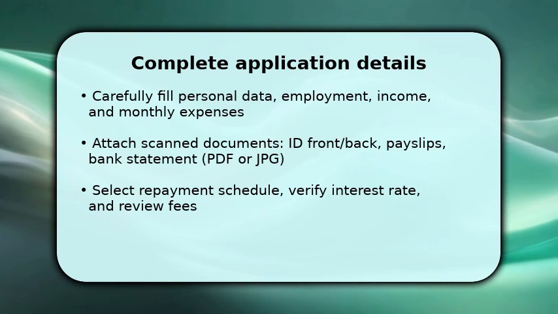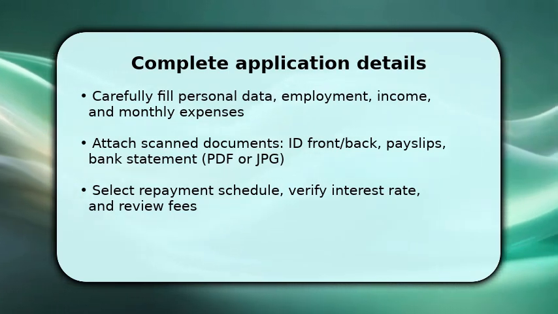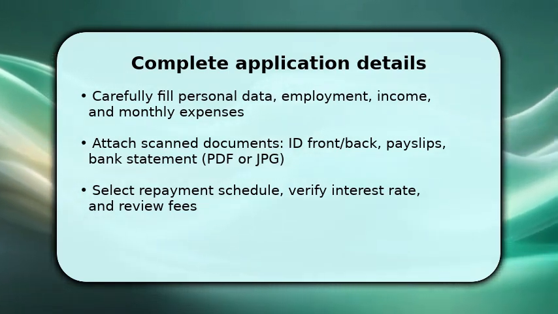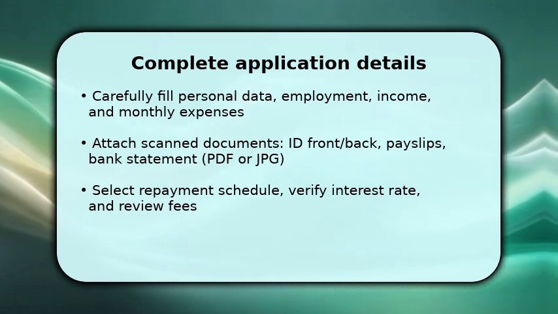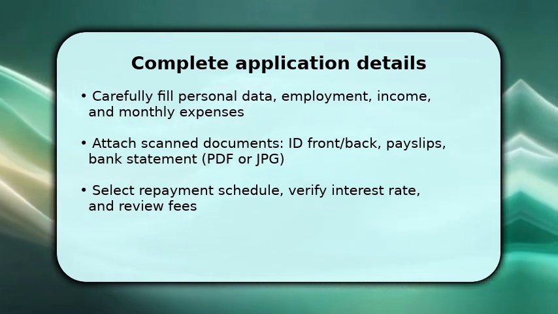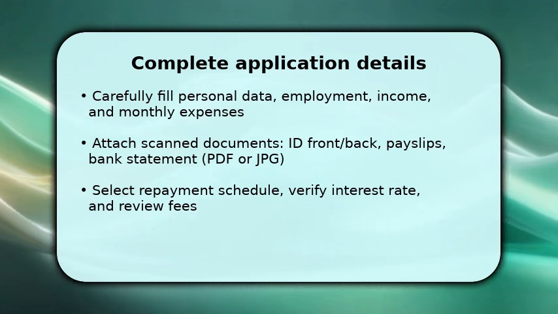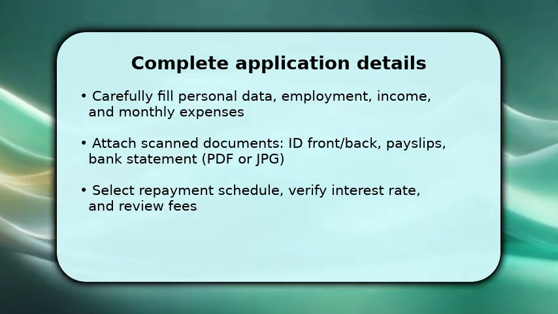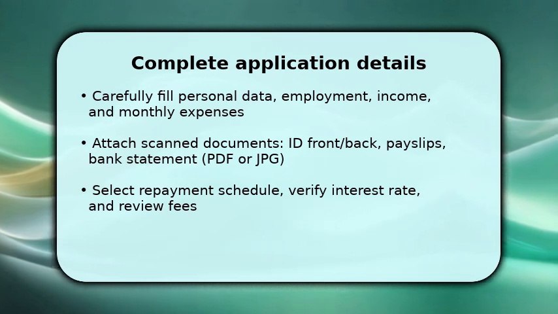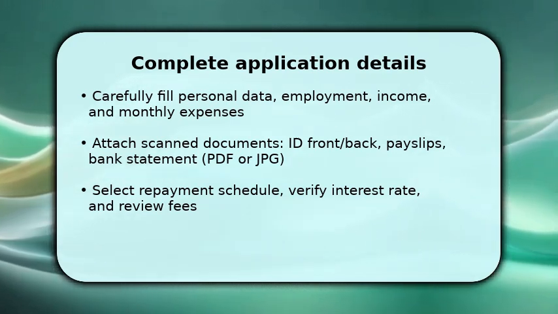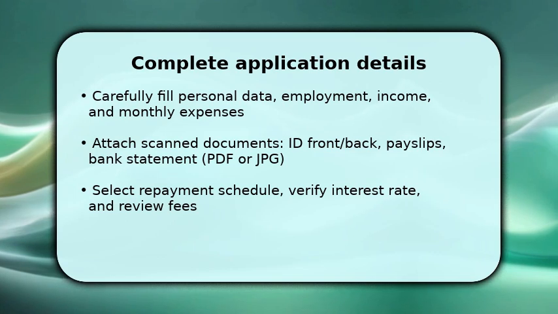You now enter detailed information: employment history, monthly income, and regular expenses so Qwarta can assess affordability. Accuracy matters because discrepancies slow approval. After that, upload clear scans or photos of your documents. Use PDF or JPG and ensure all text is legible so automated checks pass.